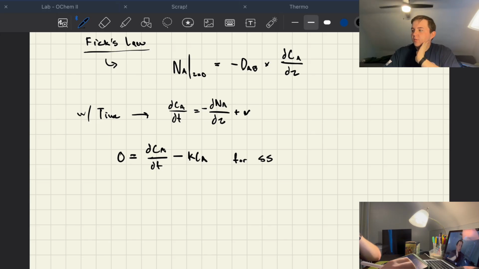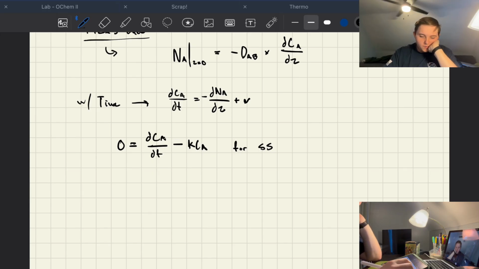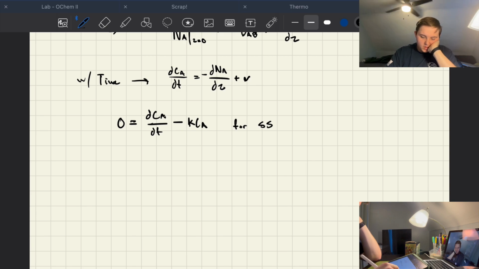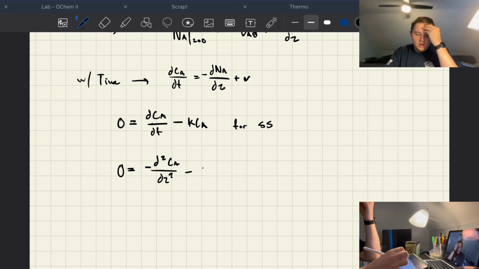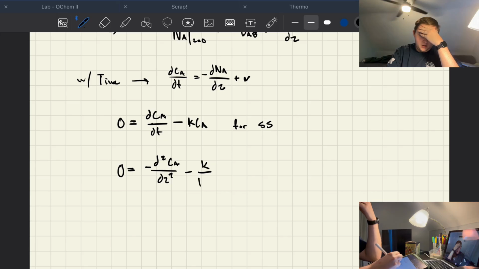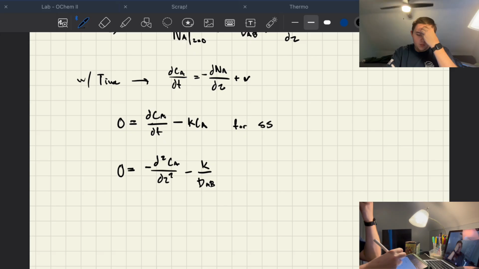And to get further, we're going to have to take the derivative of this. When we take the derivative, we're going to get 0 is equal to negative D_AB d squared C_A over dZ squared, and then minus K times C.